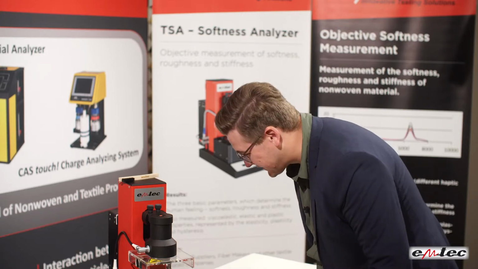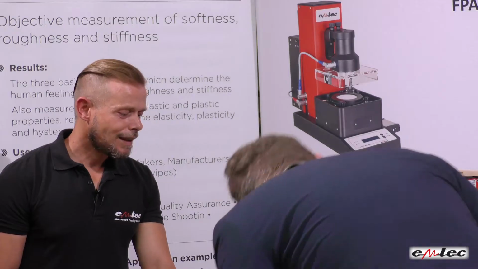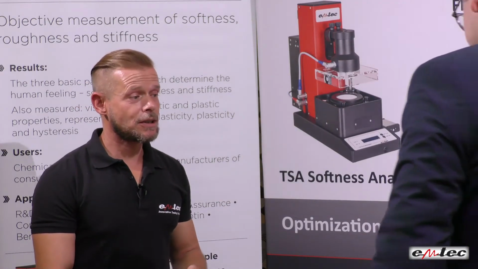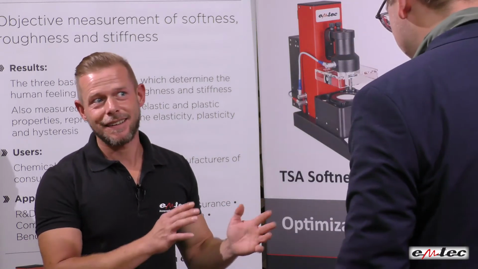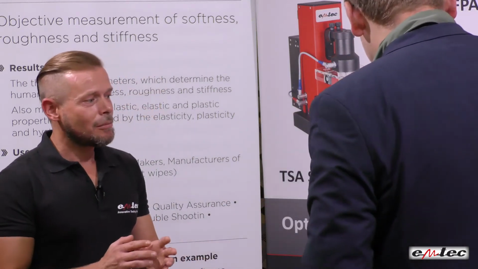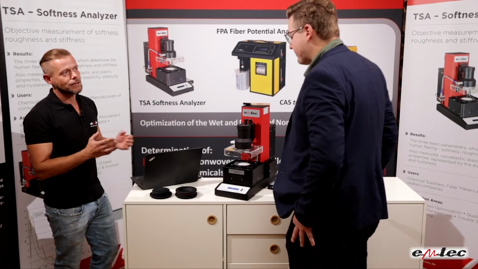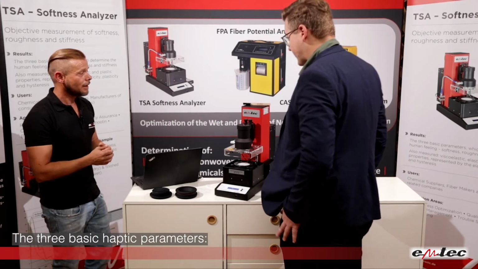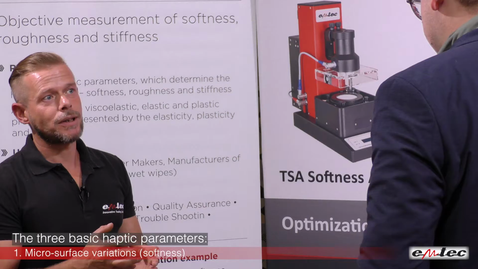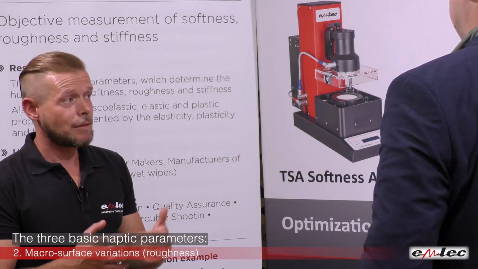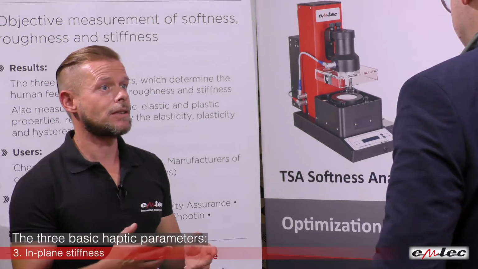This device looks interesting. Can you tell me what it's capable of? Yes, of course. What we can do with this instrument, by the way, it's the emtec TSA Tactile Sensation Analyzer. We can measure the three basic haptic parameters of textile fabric, which are the microsurface variations, softness, the roughness, which are the macro surface variations, and the stiffness.